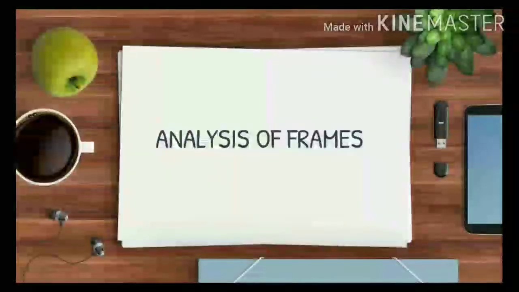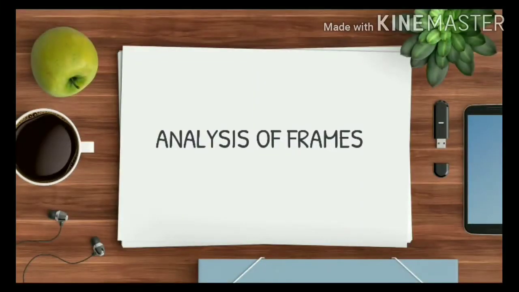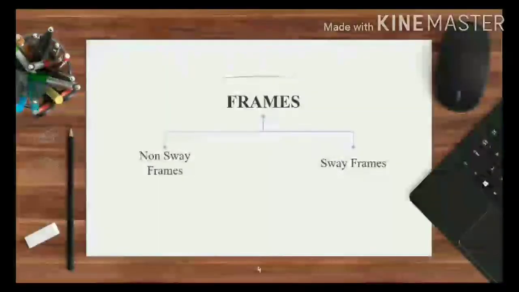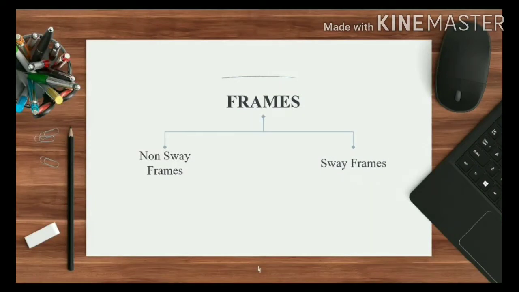Next topic is Analysis of Frame. In the previous lecture, we discussed the analysis of continuous beams. Now we start the analysis of frames. The frames may be classified into mainly two types: non-sway frames and sway frames, that is, frames without side sway and frames with side sway.